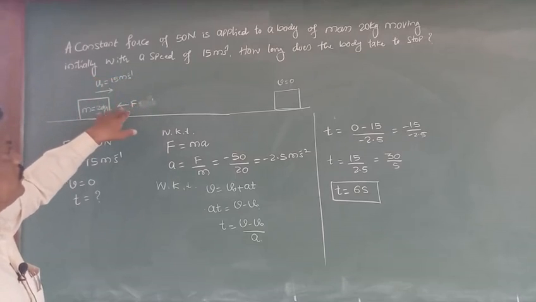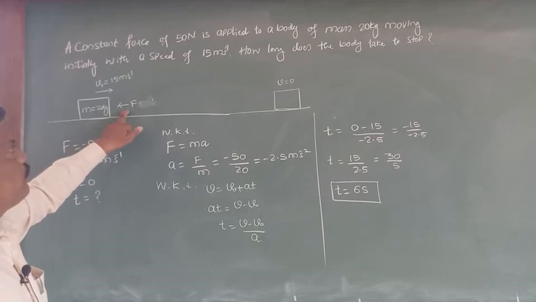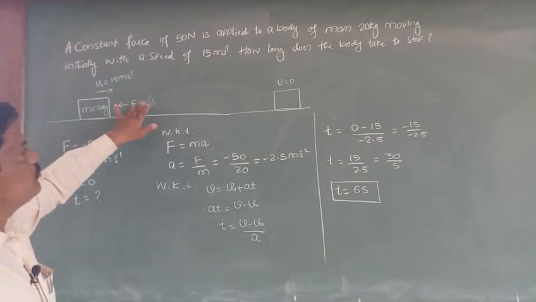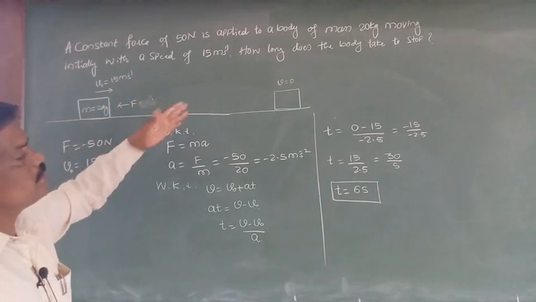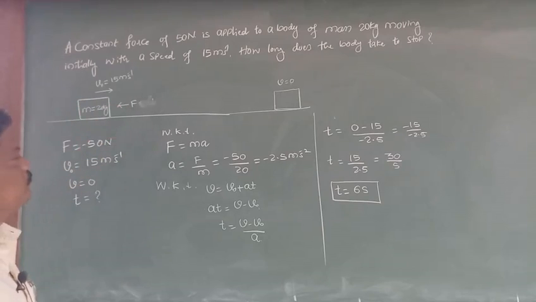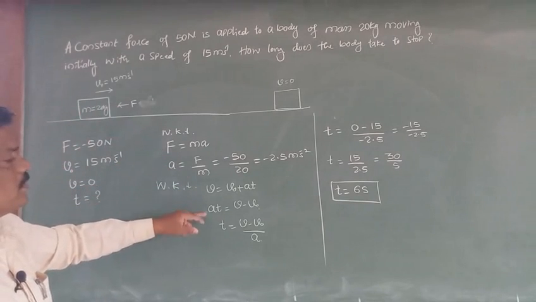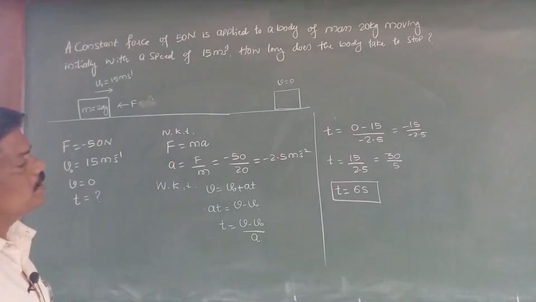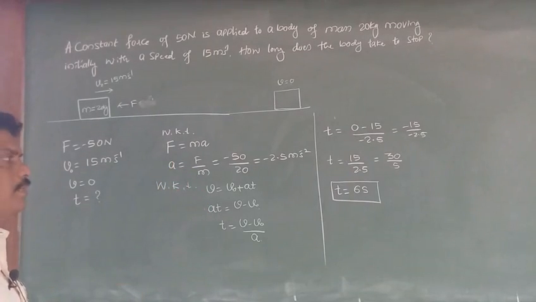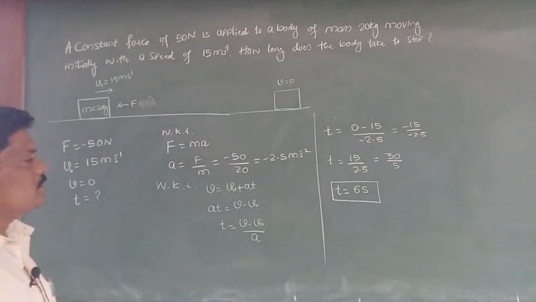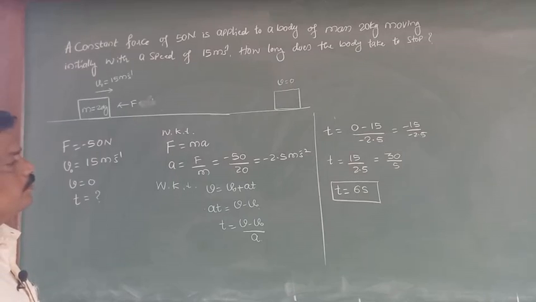So to stop the body, you have to apply a force. Under the action of the force of 50 Newton, the body comes to rest after traveling some distance, or after taking some time. That time we have to calculate. First you have to calculate the acceleration, then use this acceleration, which we got as minus 2.5 meter per second square, in this expression, that is V equal to V naught plus AT. So we will get the time in seconds as 6 seconds.